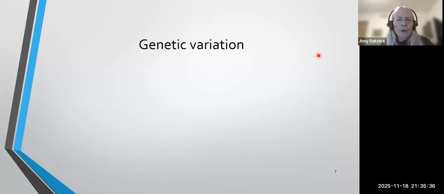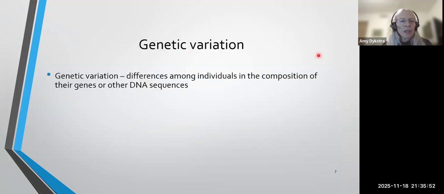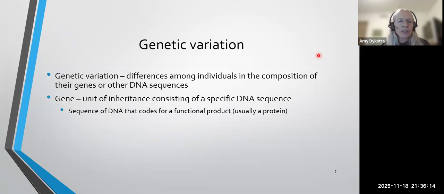But like I said, today we're going to focus on genetic variation. And genetic variation is the raw material that evolution acts on. And so it's really important as a foundation for allowing evolution. So genetic variation we can define as differences amongst individuals in the composition of their genes or other DNA sequences. And this is, again, within a population.